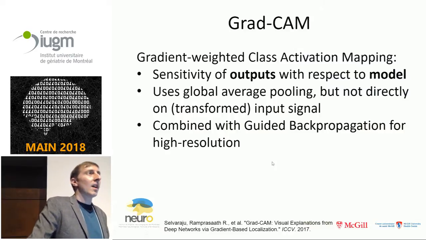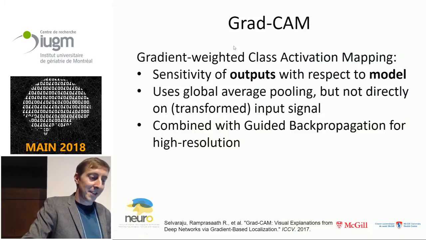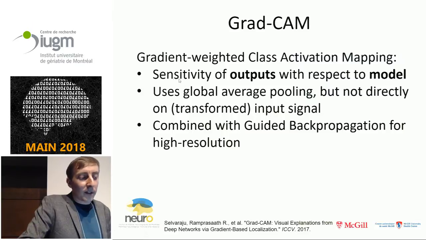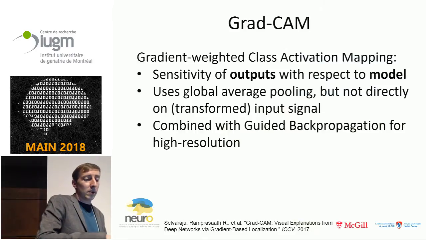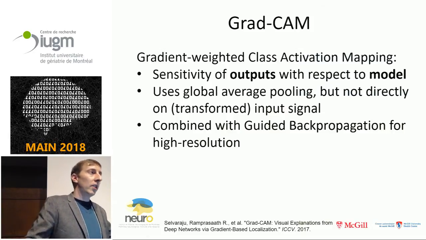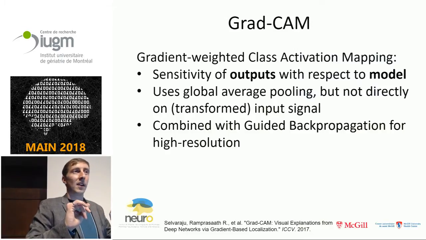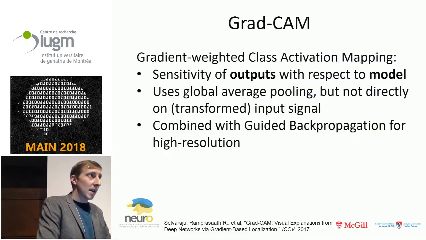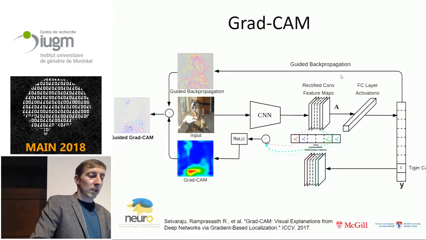So Grad-CAM starts to combine a lot of these concepts into more and more complicated systems. Instead of the sensitivity of the output with respect to the input, which was the Jacobian, now we're going to compute the sensitivity of the output with respect to some part of the model. We're going to use global average pooling again, but not on the forward pass. We're going to have some derivative that we compute after the fact that doesn't affect our model structure, but we still end up with this interpretable heat map and can project it back into the input space. So here's the figure from their paper.